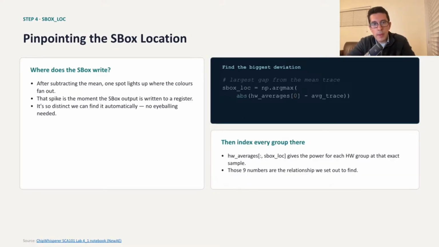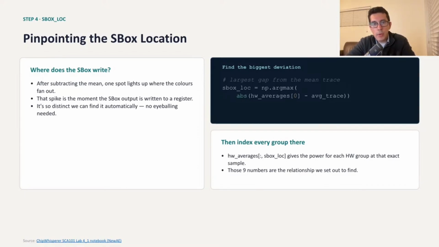Once we've done the mean subtraction trick, there's usually one very clear spot in time where the colored curves fan out. That's when the SBox output is being written. Instead of eyeballing it, the notebook finds it automatically. It computes the absolute difference between one Hamming weight group's average and the global average, and then takes the NumPy argmax to find the sample index with the largest deviation. That index is stored as SBox location.